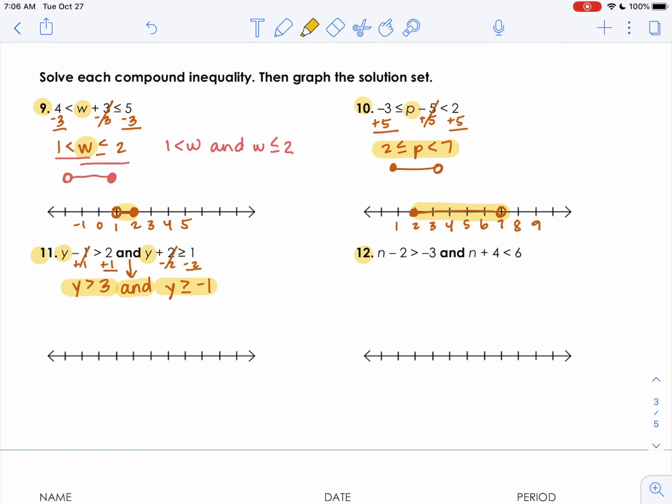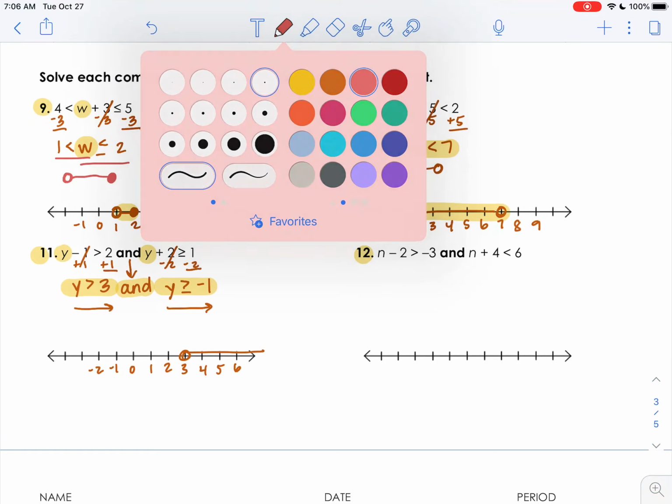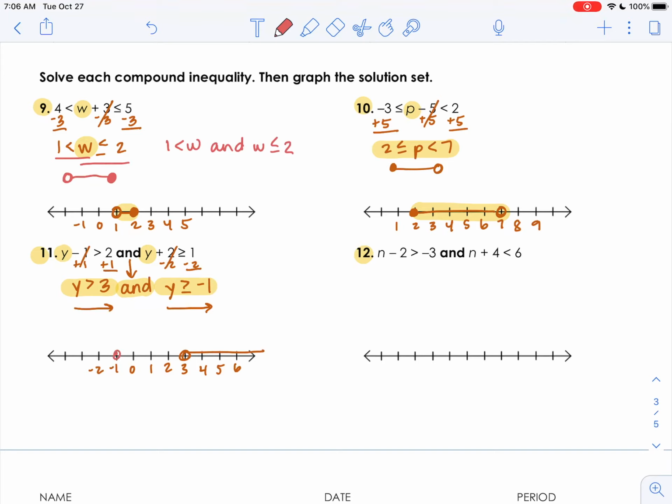So these are both pointing in the right direction, to the right. y has to be greater than 3, and y has to be greater than or equal to -1. So if we're looking for the overlap of these, it's going to be on the right-hand side. So if I put an open dot on 3, pointing to the right, and then for this one, I'm going to put a closed dot on -1, pointing to the right.